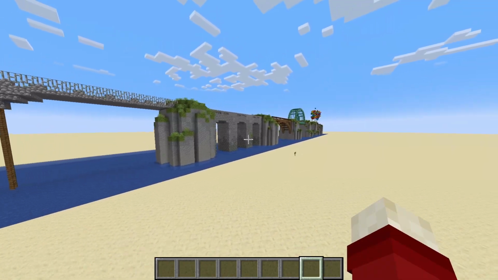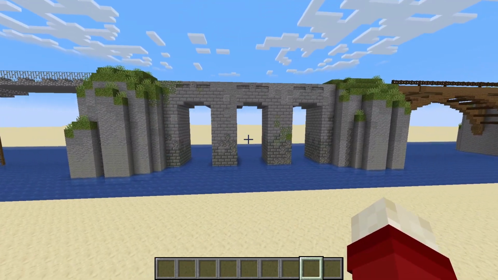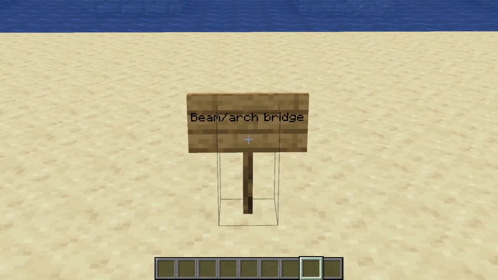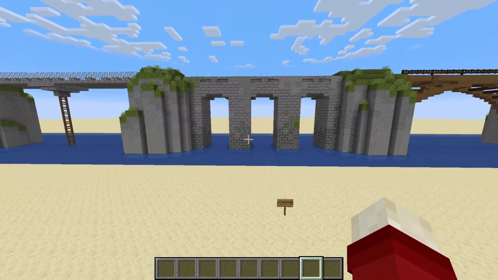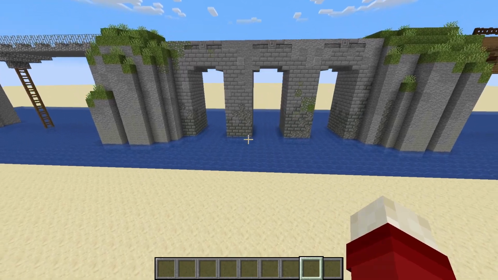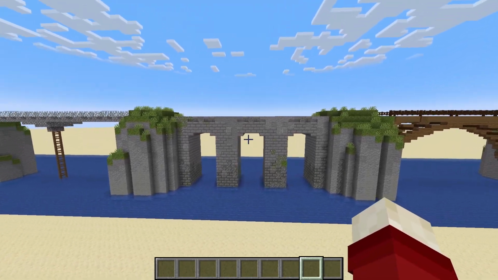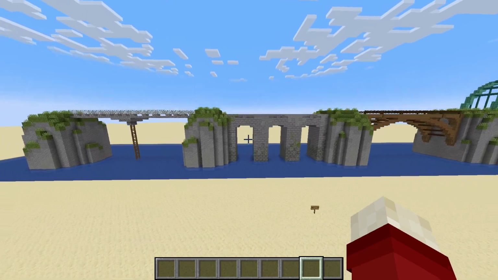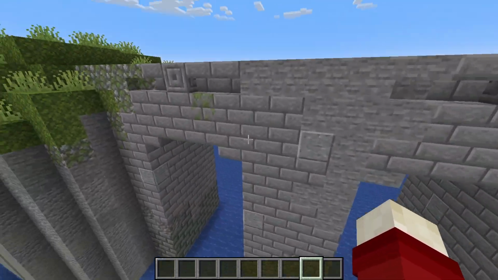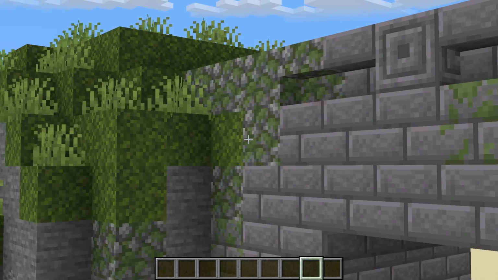So moving on to our first example over here of a nice looking bridge. This is a beam slash arch bridge, because I couldn't really decide between the two. It's got these pillars, I guess, coming out of the river. And it has these arches, as you can see. So this would be like a medieval bridge, I guess. And it looks quite nice. As you can see, we have some detail, some texturing.